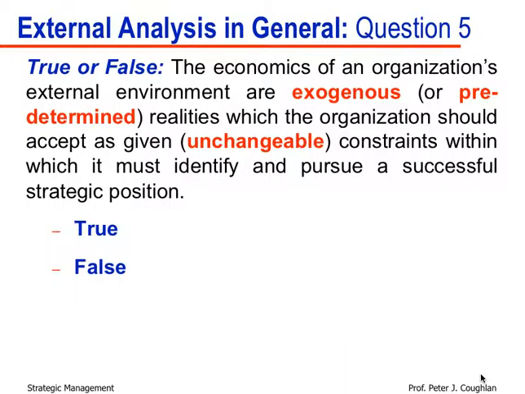So, going back to the question now, it should be obvious both from the reading and the lecture: the economics of organization and external environment are exogenous or predetermined realities which the organization should accept as given, unchangeable constraints within which it must identify and pursue a successful strategic position. No, they are not exogenous. They might be partially exogenous, but they're endogenous. They're not predetermined. The barriers to entry in the soft drink business, things like economies of scale, things like access to shelf space, those were not exogenous economic barriers. They are barriers created by Coke and Pepsi, and these are not unchangeable constraints or realities. So this is, of course, false. So again, that's question five under external analysis in general.